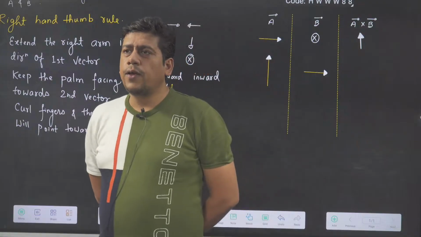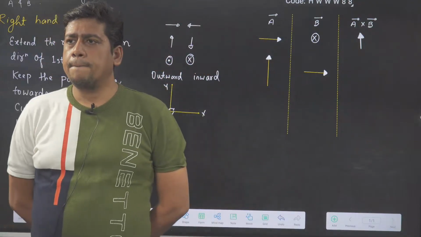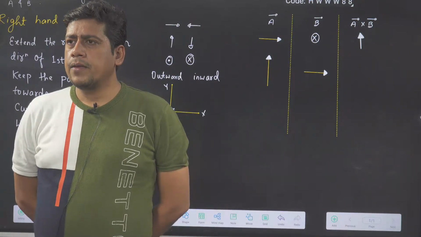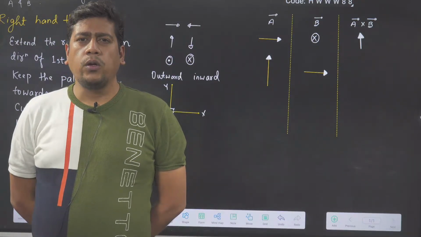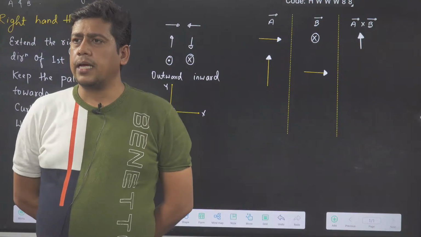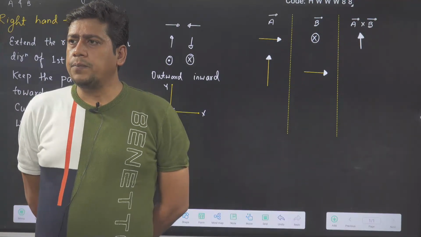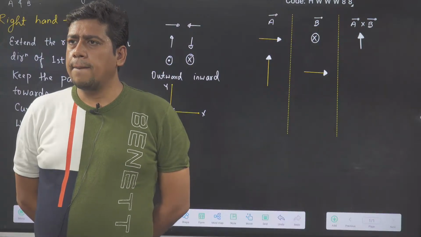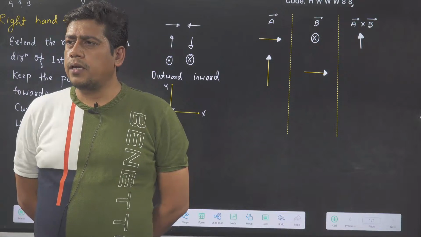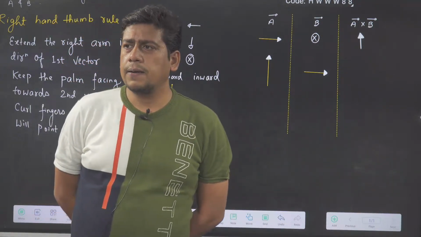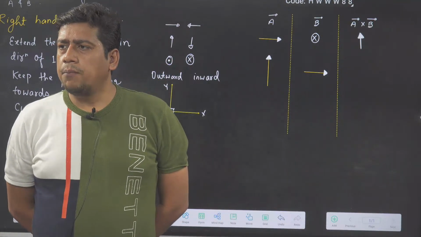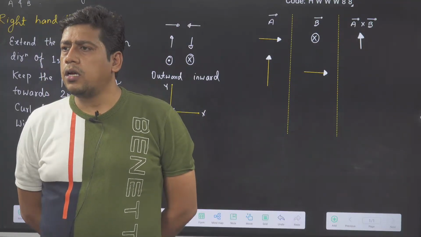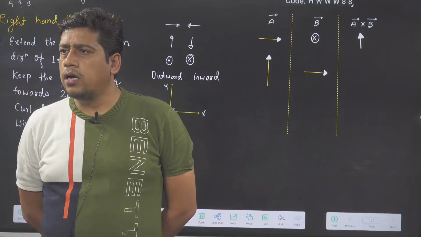Chalo, tell me the direction of A cross B in this case. Come on, fast. Tell me right, left, up, down, inward, outward. Like that, you can give me the answer. Please practice. You can say north, south, no problem. North means inward, you are saying. Ramya, you think inward. Harshita, outward. Hemant, inward.